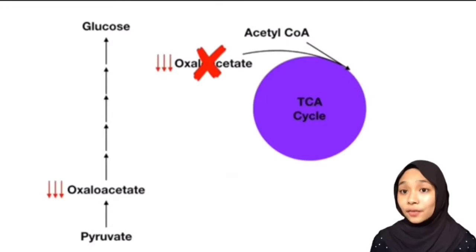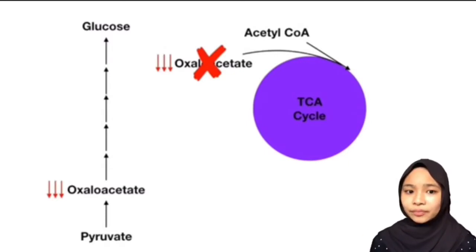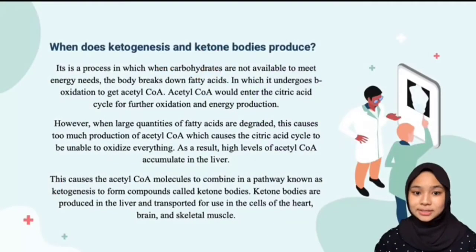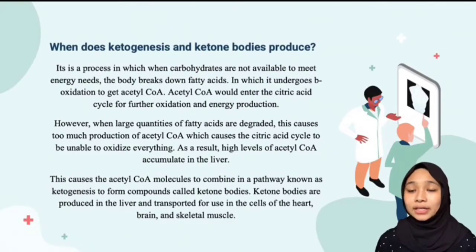Then we don't have enough oxaloacetate to combine with the acetyl coenzyme A to help generate that intermediate of the citric acid cycle and ultimately generate ATP. So low levels of oxaloacetate and a high level of acetyl coenzyme A means that the acetyl coenzyme A molecules cannot be fed into the citric acid cycle. Under such conditions, the acetyl coenzyme A molecules produced via the beta oxidation pathway will follow a different reaction pathway that we call ketogenesis, where it forms the ketone bodies.